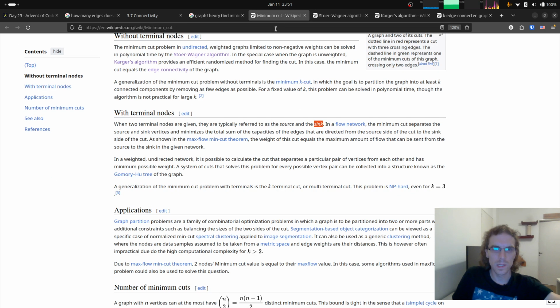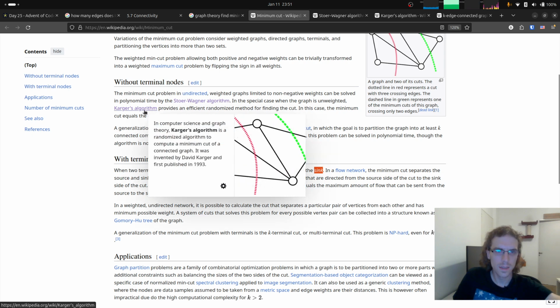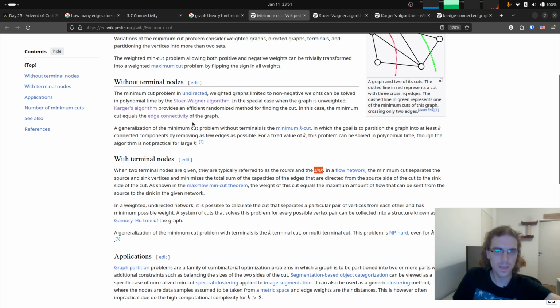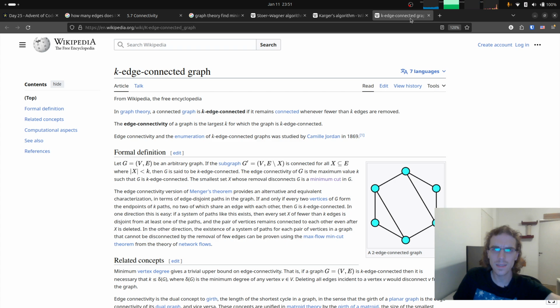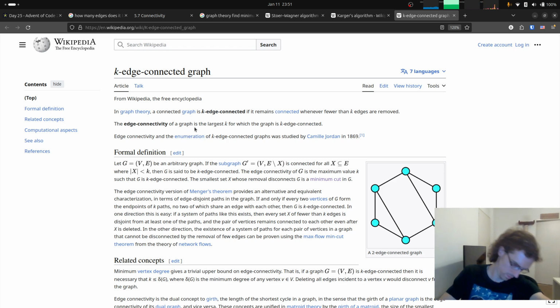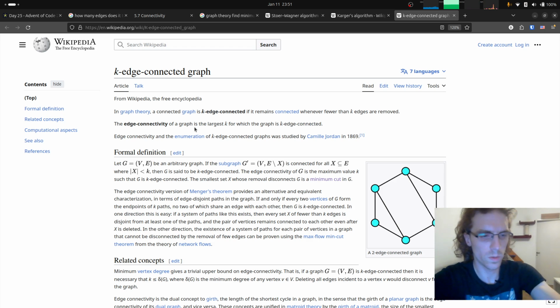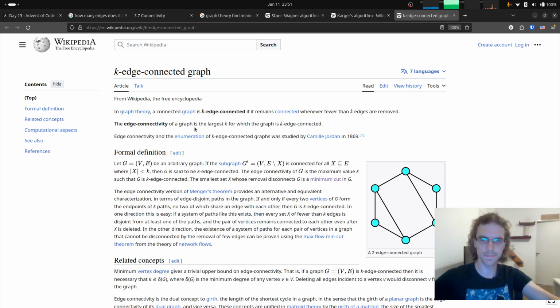But okay, well, the links I opened were for the Stoer-Wagner algorithm, Karger's algorithm, and the edge connectivity thing. So what is a k-edge connected graph? My cat sleeping below my computer is moving things, so please don't do that.